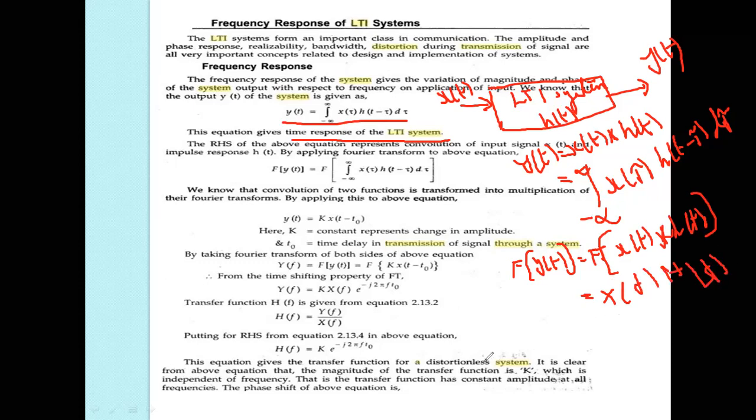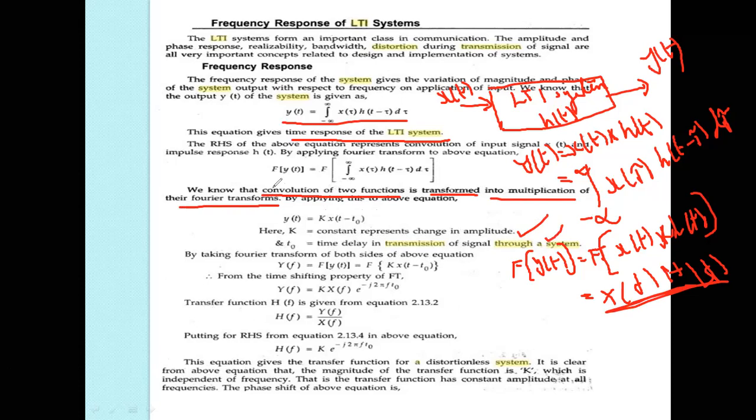The same thing: I apply the Fourier transformation for y of t on the left hand side and the Fourier transformation of the total function on the right. We know that the convolution of two functions is transformed into multiplication of their Fourier transformations, h of f and x of f. By applying this, the above function is y of t equal to k into x of t minus t naught, where k is a constant that represents the change in amplitude and t naught is the time delay in the transmission of the signal through a system.